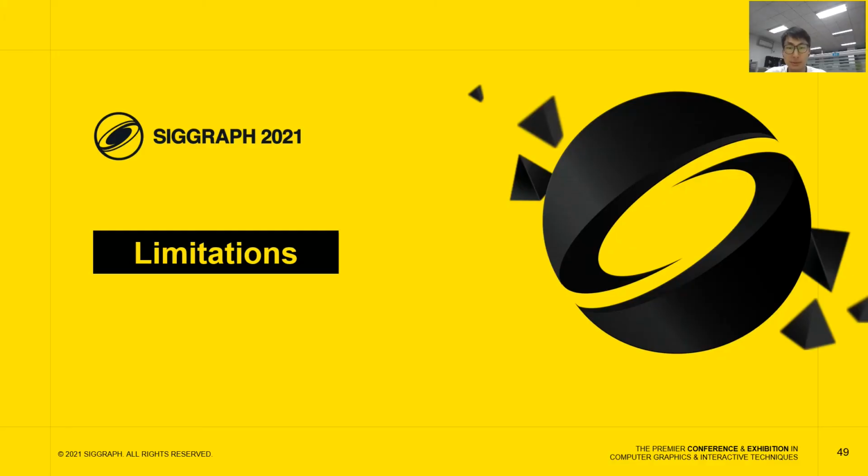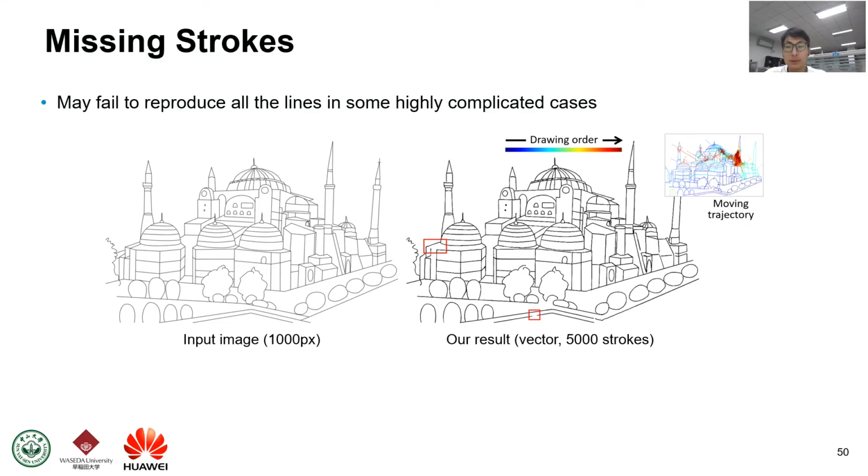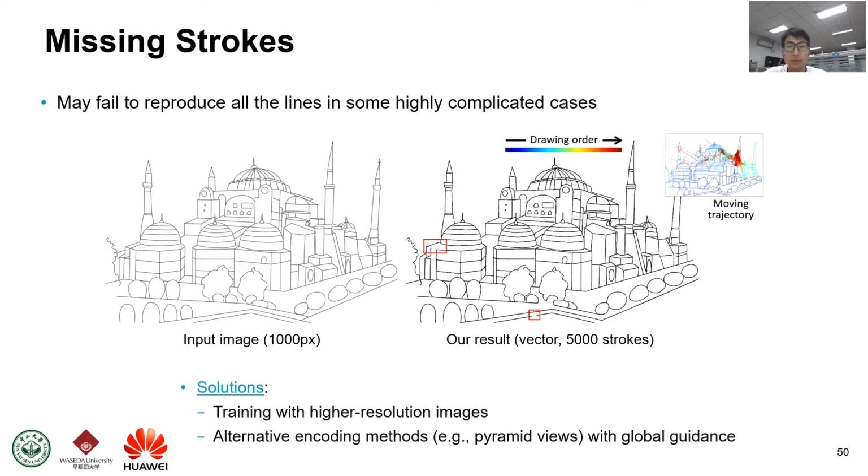Next, I will discuss the limitation of our approach. First, for some highly complicated line drawings like this figure, even when the maximum number of strokes is set to 5,000, our framework may fail to reproduce all the lines, like the missing one in the red boxes. This is mainly because when our CNN encoder downscales the complicated image for global guidance, it might result in the vanishing of thin lines. The potential solutions to this issue can be training with higher resolution images or using alternative methods to better encode the global guidance.